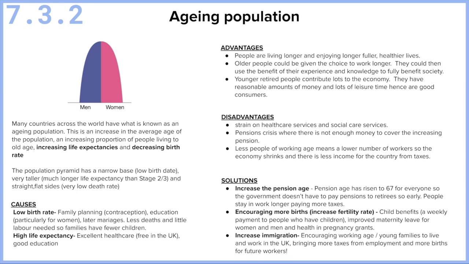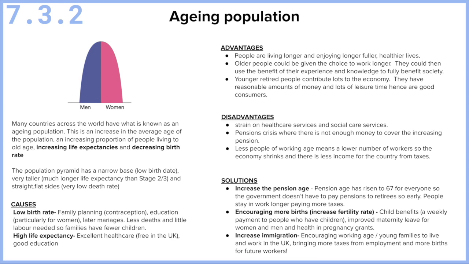The government's also been trying to increase the fertility rate, so that's increasing the amount of babies that women have on average. And they've done that by creating child benefits. So that's a weekly payment that parents get for having children. And you get money for the first and second child that you have. Improved maternity leave for women and men. So you get maternity leave for women and you get paternity leave for men.